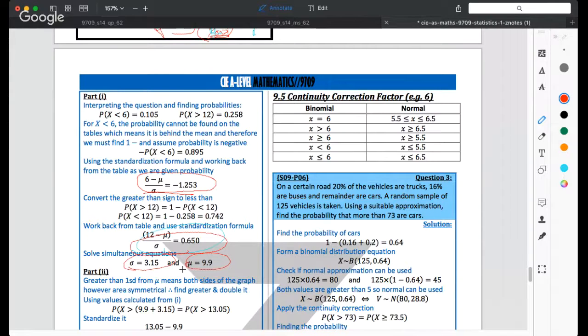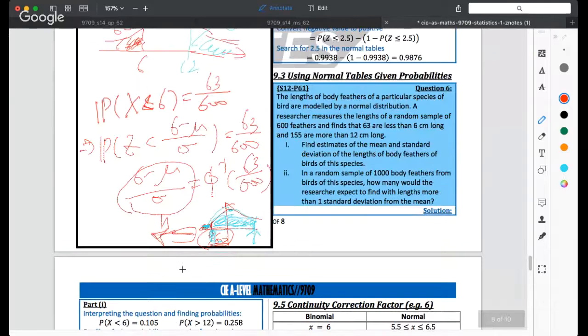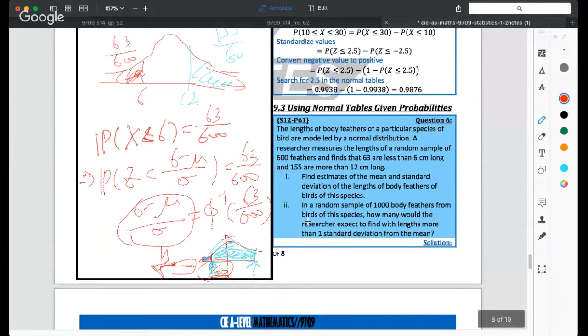Do we have any questions for this? Okay, and then we are looking at the next part. In a random sample of 1,000 body feathers from birds of this species, how many would the researcher expect to find with more than 1 standard deviation from the mean?